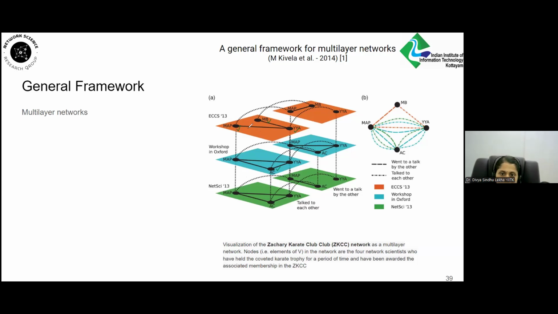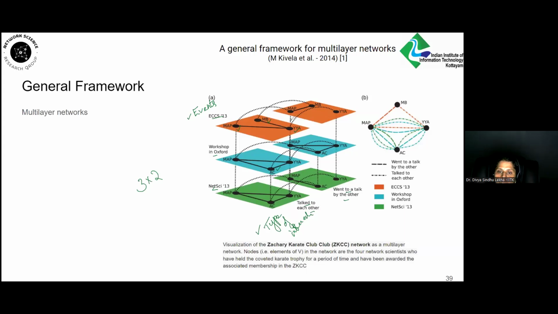The interactions between these 4 persons in 3 different events are being modeled. Consider that here we have 3 events: ECCS 13, a workshop in Oxford, and NetSci 13. And the type of interaction between them is another aspect. The first interaction is that they have talked to each other. The next interaction is that they went to a session or a talk by the other. Different types of interactions in different events. So 2 aspects are there, one aspect having 3 values and another having 2 values. So 3 by 2, 6 layers of interactions we are dealing with.